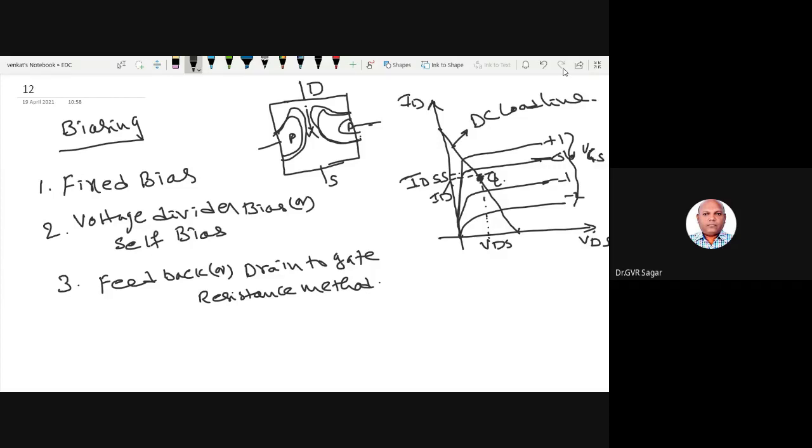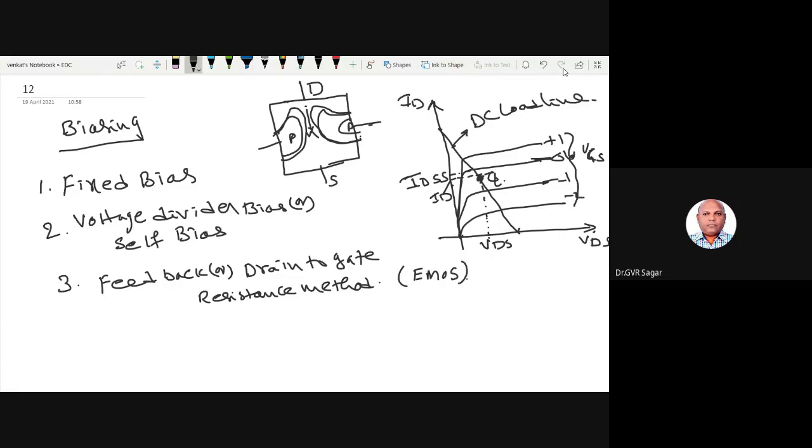So to maintain the minimum, we require a bias. The same three types of biasing techniques are used here also: a fixed bias technique, a voltage divider bias technique, and feedback. This drain to gate resistance feedback method is applicable only for EMOS. It is not applicable for JFET and DMOS, right? It is only applicable for EMOS.